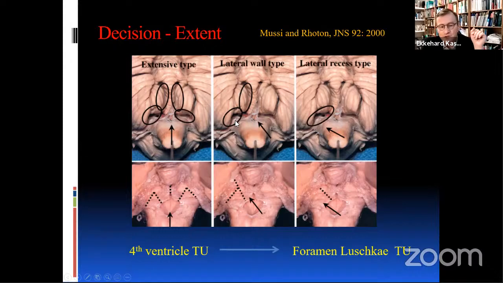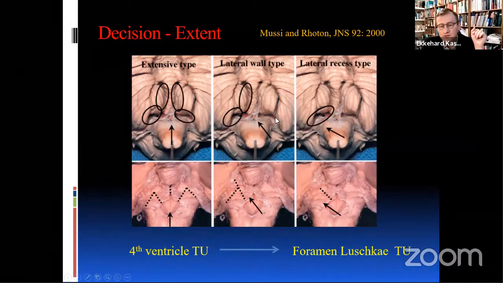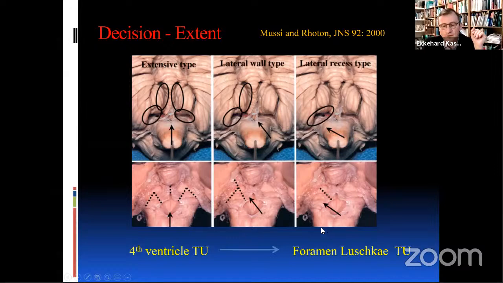If you have a tumor lodged towards one side, there really is no reason to open the opposite side. You can do a lateral wall type exposure. And if you only have a tiny tumor sitting right in the foramen of Luschka, you may get away with a simple lateral recess type of opening.